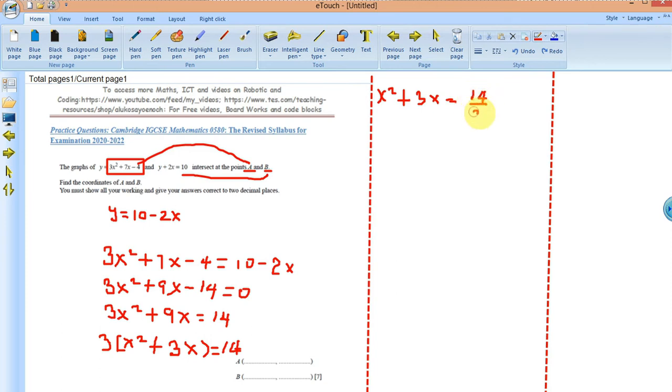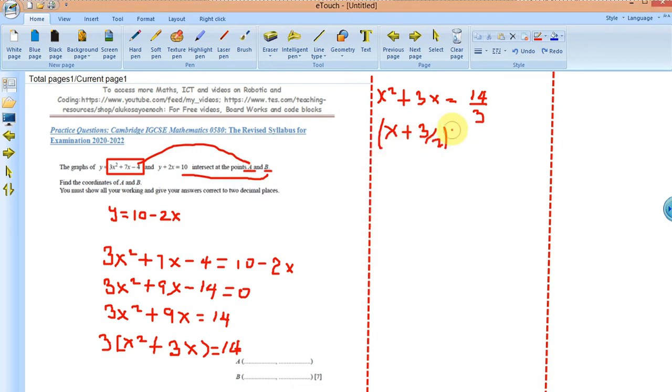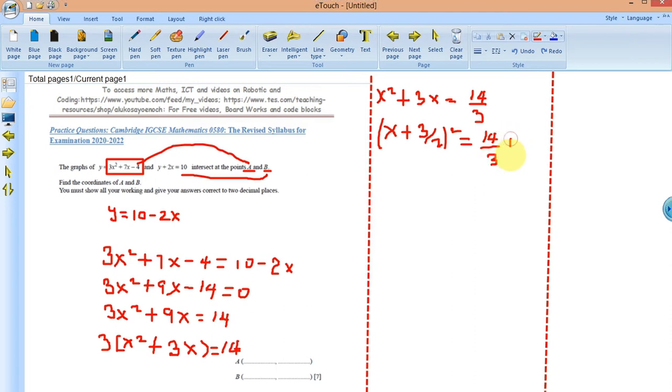Using completing the square, the first thing is that I have the coefficient of x, so that is 3 over 2. So you have x plus 3 over 2 here, then you can square it. So that equals 14 over 3 plus 3 over 2, then squared. Okay guys, you are good with this. I've featured quite a good number of videos on that, using the completing the square method.